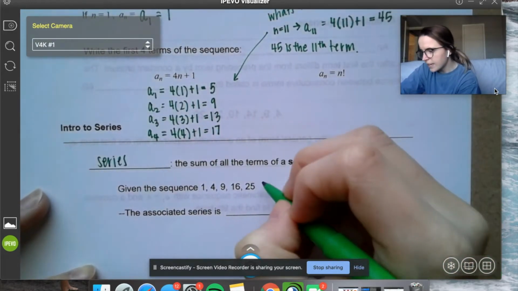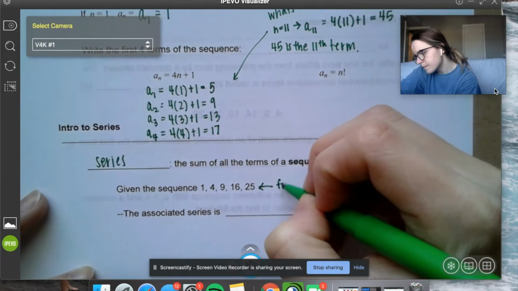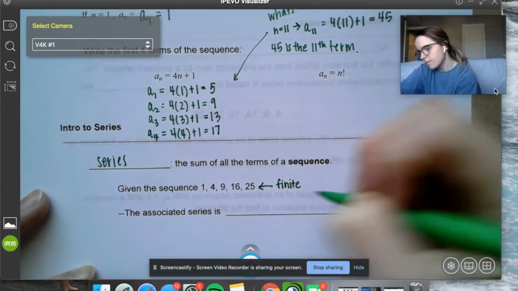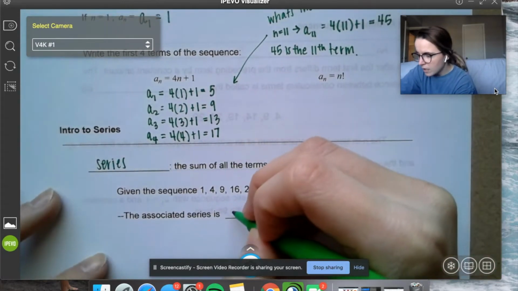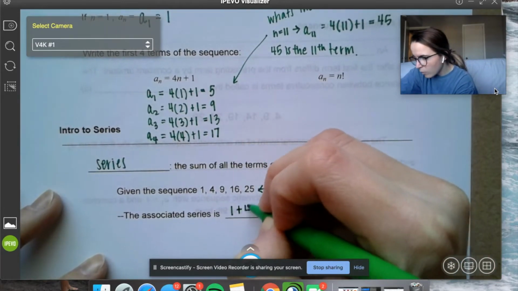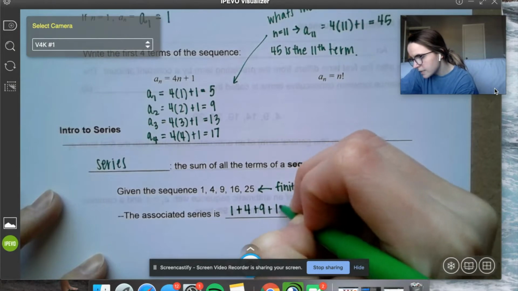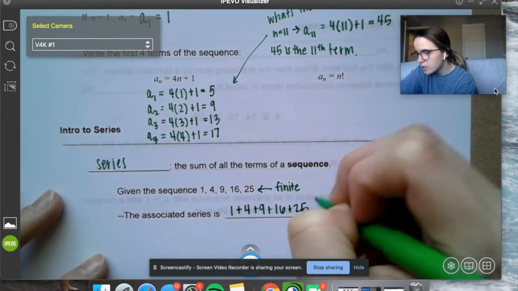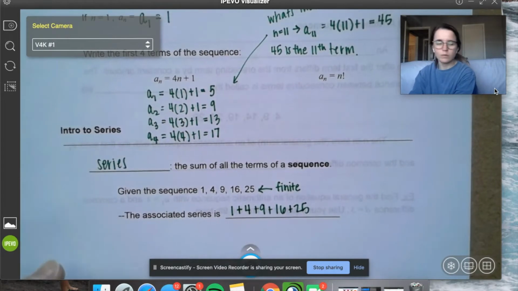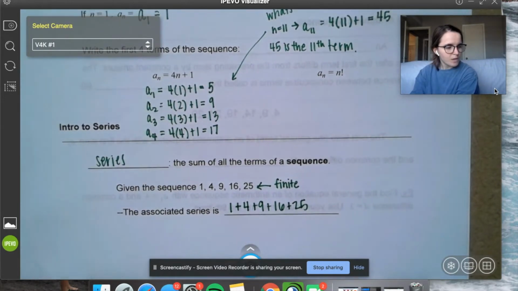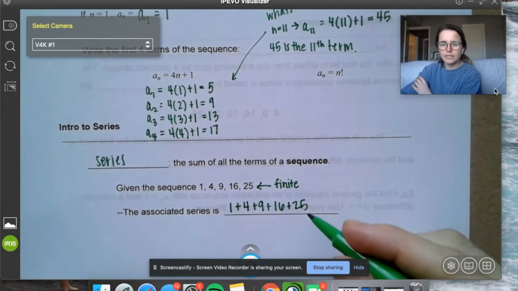So here I have a finite sequence. And so the associated series with the sequence is going to be 1 plus 4 plus 9 plus 16 plus 25. So all I did was add all of the terms of the sequence together, which is exactly what a series is. But we don't want to have to write this out every single time.